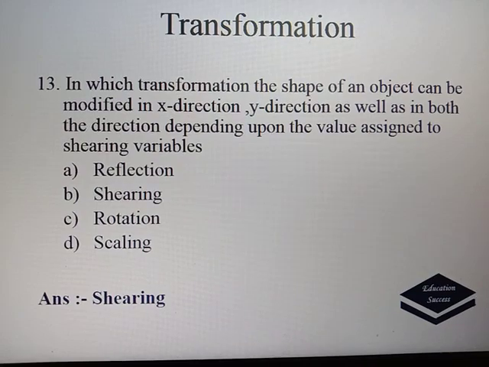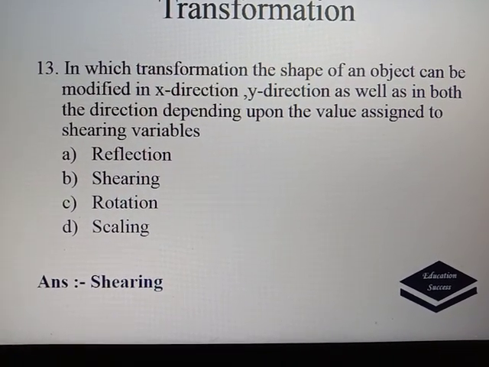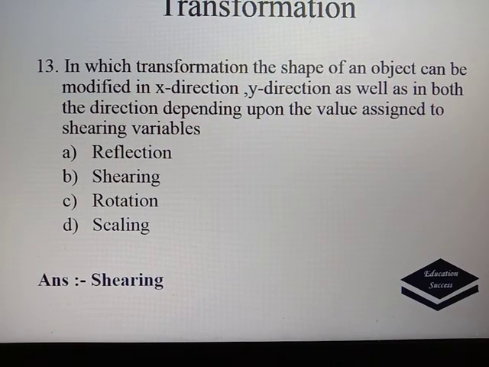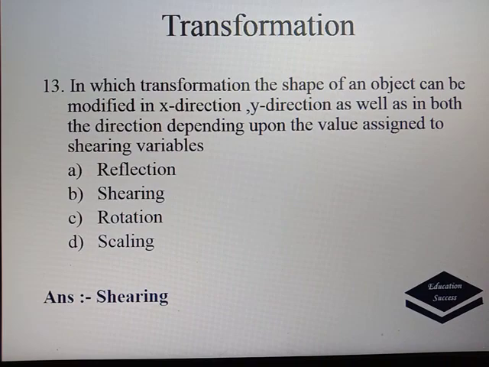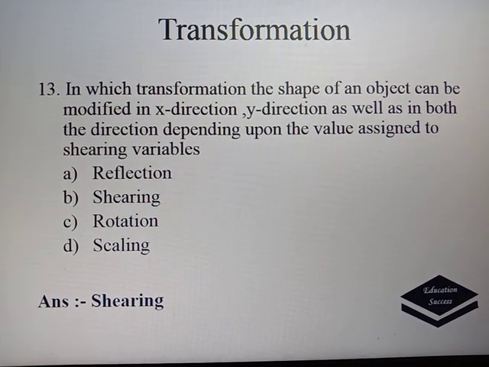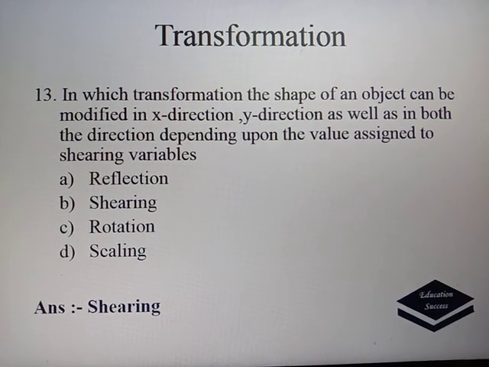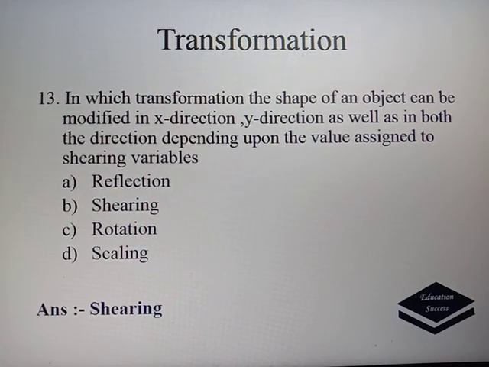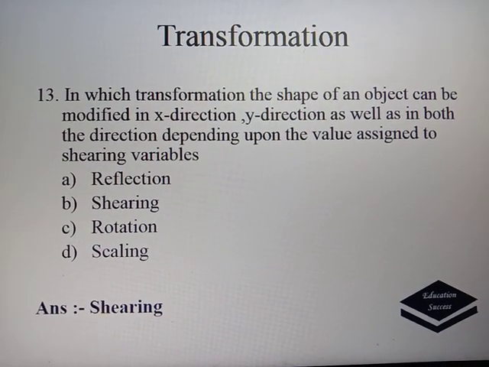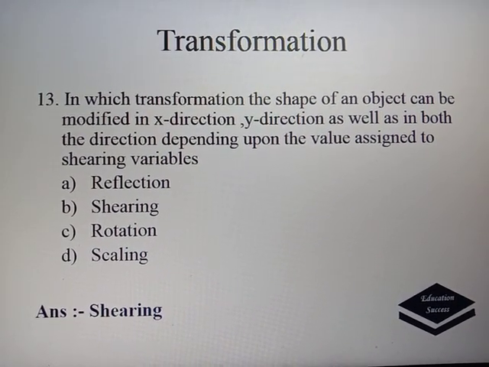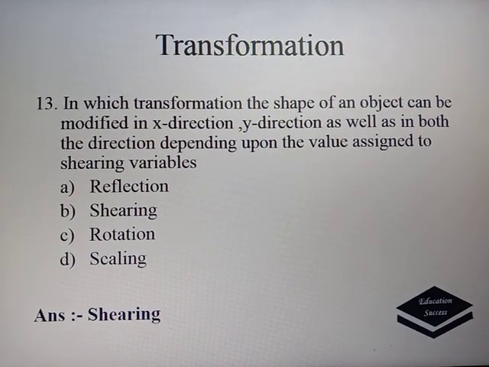In which transformation can the shape of an object be modified in the x direction, y direction, as well as in both directions, depending upon the value assigned to the shearing variables? Options are reflection, shearing, rotation, scaling. Here the correct answer is shearing. As we have already discussed in the last question, the shape of an object can be modified, or changed, in the x and y direction. Therefore it is called the shearing operation.